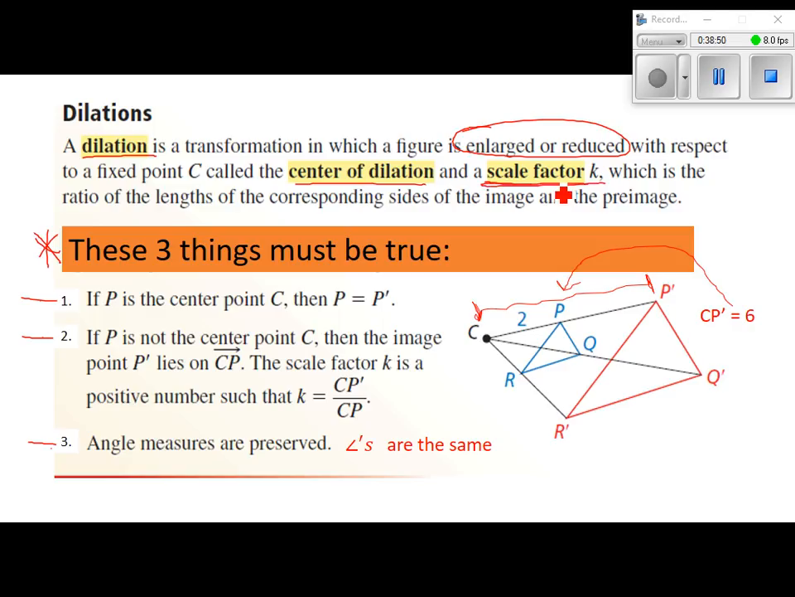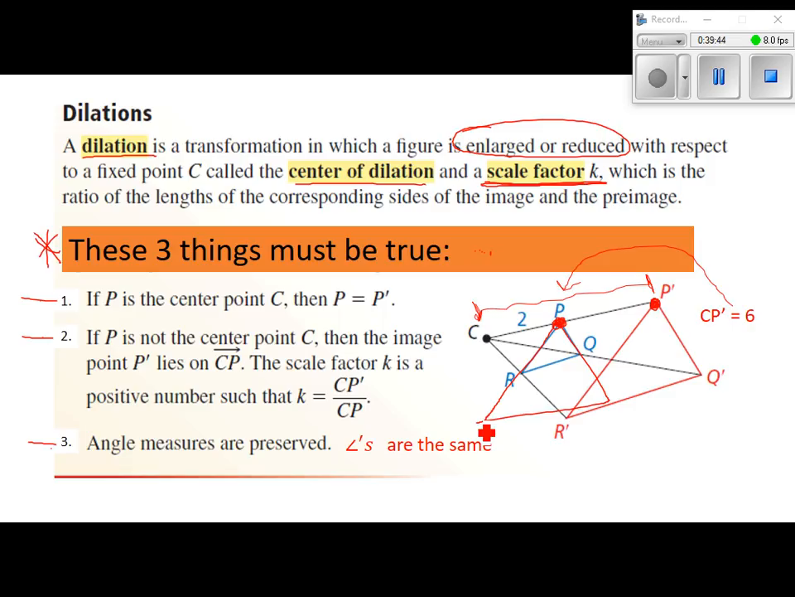Scale factor. What could you write for scale factor? Yeah, maybe. I wouldn't make it that hard. What's scale factor telling you? How much bigger or smaller, right? These 3 things must be true. And then we talked about this on the other one. If P is your center point, number 1 says if P is your center point, that means P is on the shape. If we're getting bigger or smaller in relationship to that point, then P and P prime are going to be exactly the same spot. So it's going to grow or get smaller in relationship to that point.